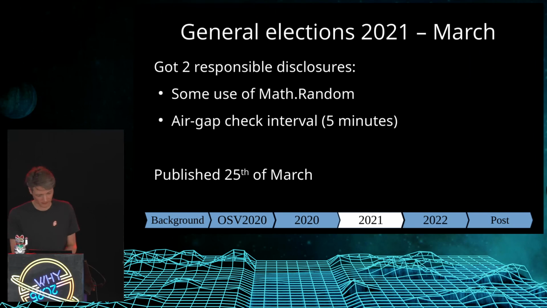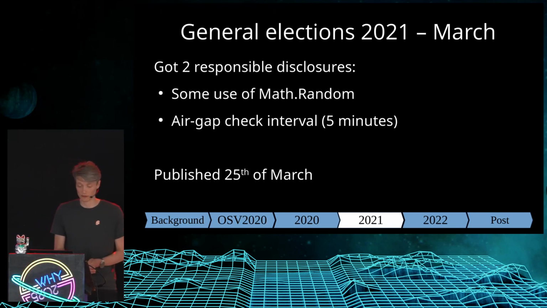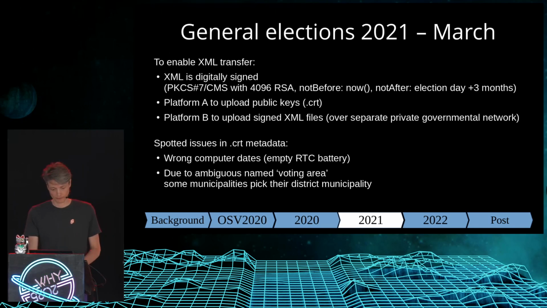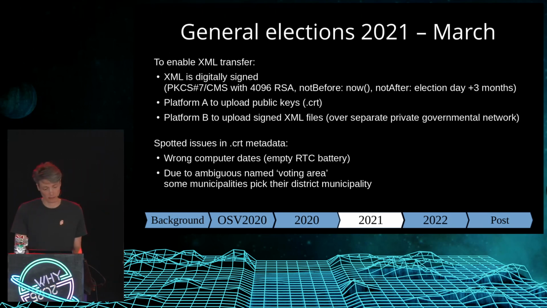It's not nice. We got some responsible disclosures. I never did a grep format random. I should have done that. So we got some responsible disclosure for that. And somebody complained about our air gap being done in a too long interval, 5 minutes. We published that. And during the elections, at least we had some XML transfer, but that was completely signed with normal open standards.